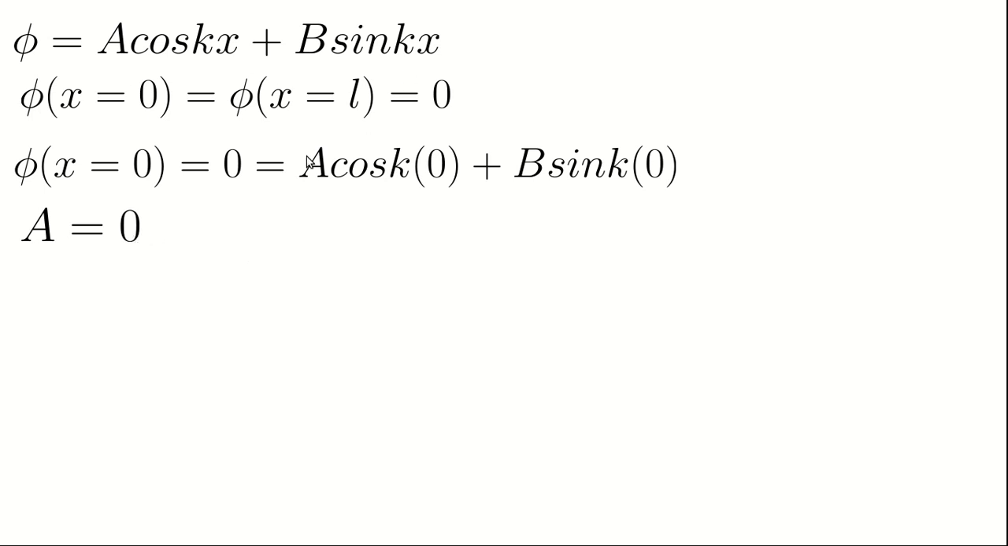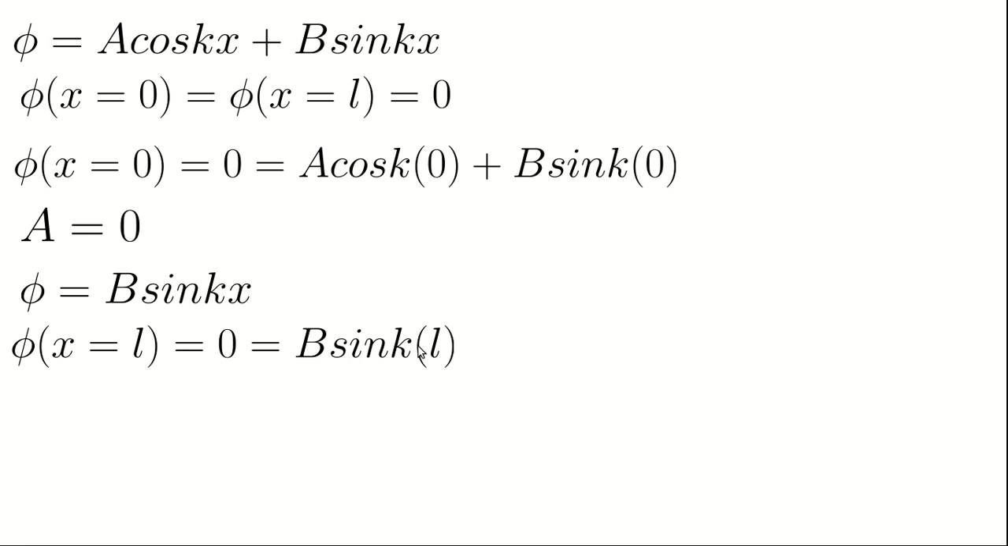So let's apply the second condition. That's wherever we see x, we replace with L. But before then, we can go back to the original expression and rewrite it without this a, because a is already 0. So we have phi equal to b sin kx. So our wave function will now reduce to this form. So we can now apply our second boundary condition, which is x equal to L, and that leads to phi equal to 0.